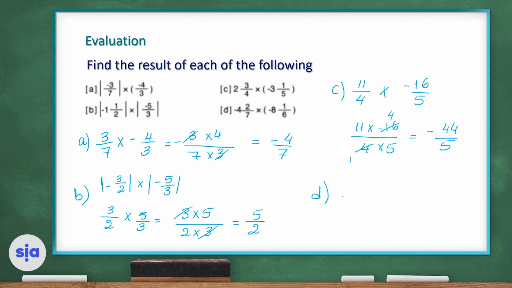Question D. Change this into a fraction. It's negative 30 over 7 times negative 49 over 6. To simplify this, it's negative 30 times negative 49 over 7 times 6. Divided by 7, it's 1. Divided by 7, it's 7. Divided by 6, it's 1. Divided by 6, it's 5. So it's negative 5 times negative 7. That's a positive 35.